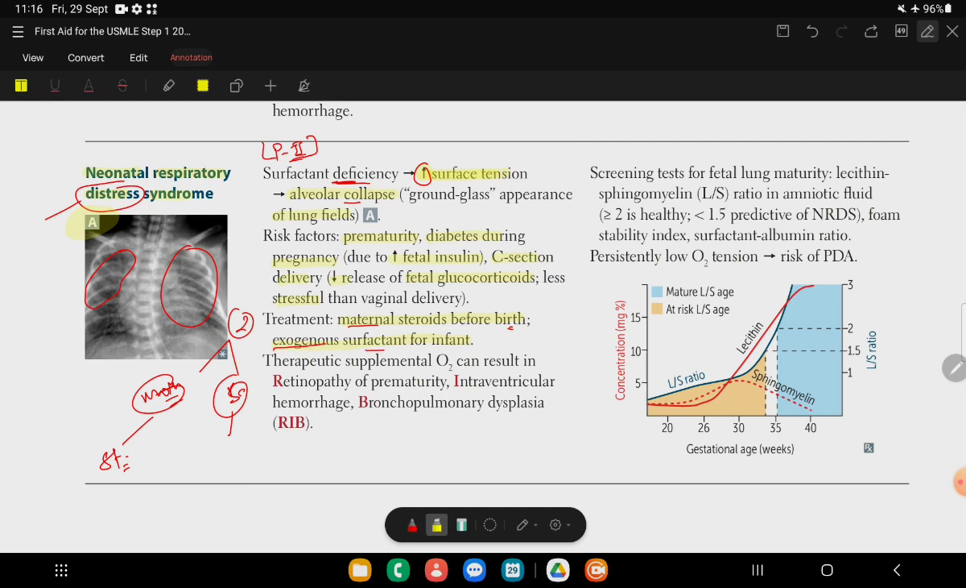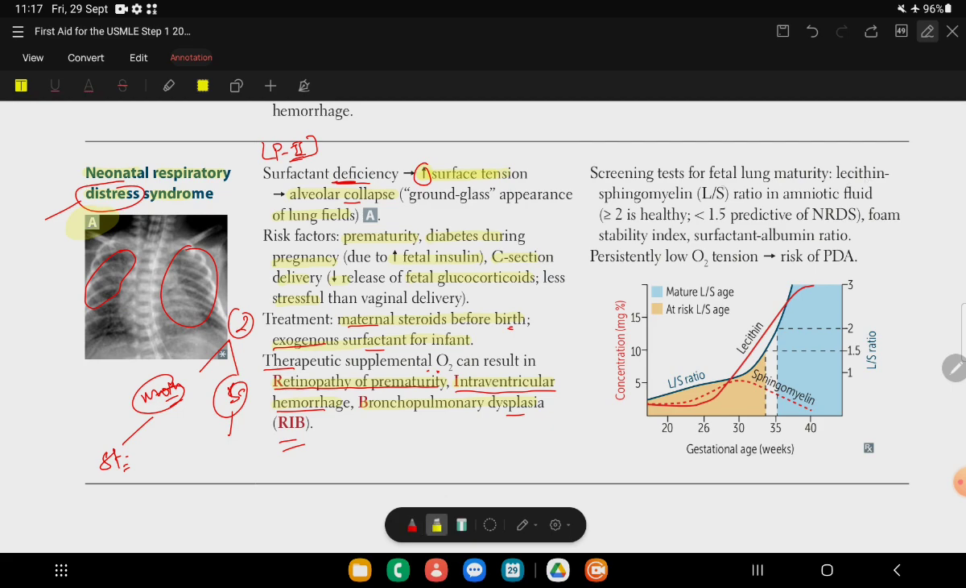Now the therapeutic supplement of O2 can result in retinopathy of prematurity, intraventricular hemorrhage, and bronchopulmonary dysplasia. Means when you are providing therapeutic supplemental oxygen, that can result in retinopathy of prematurity in the baby, intraventricular hemorrhage in the brain, and bronchopulmonary dysplasia. Now the screening test for fetal lung abnormality is the most important here.